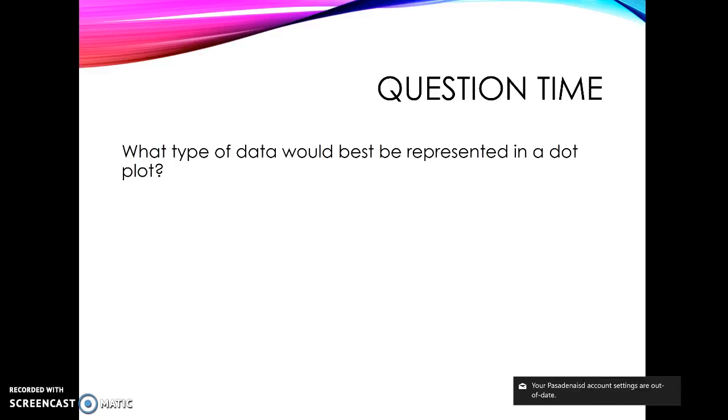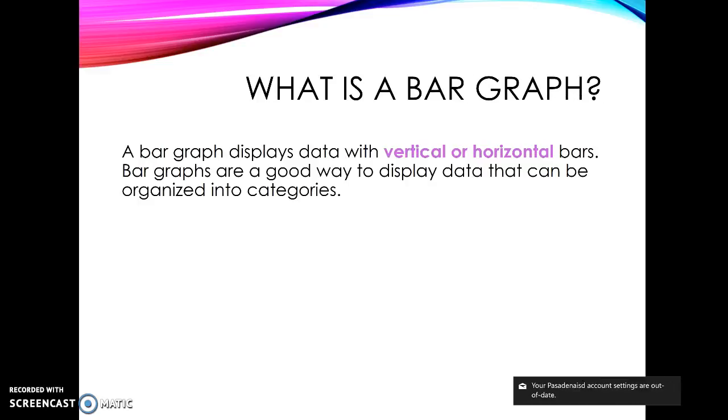All right, so now we're going to move on to bar graphs. So go ahead and finish up anything you have left on dot plots, and you're going to move on to the bar graph video.